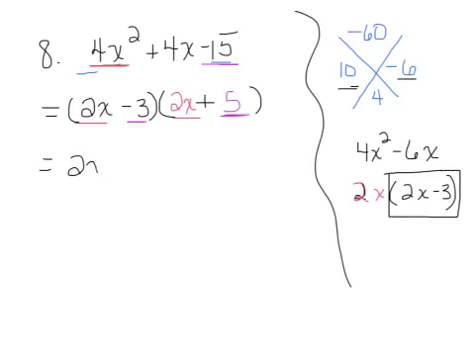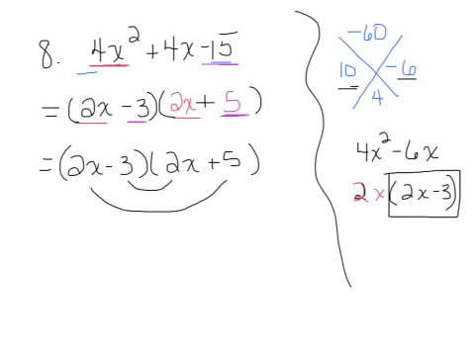So if I check this to make sure that it's correct, now I just have to check the inside and the outside terms to make sure that they add up to 4x. Here I would have negative 6x, and here I would have positive 10x. And they do add up to the 4x in the middle term that I started with. So I know that I factored it correctly.